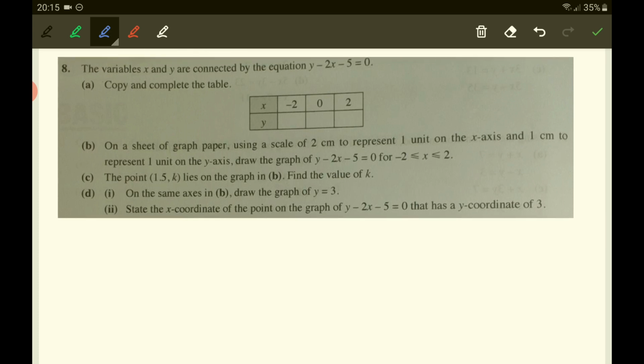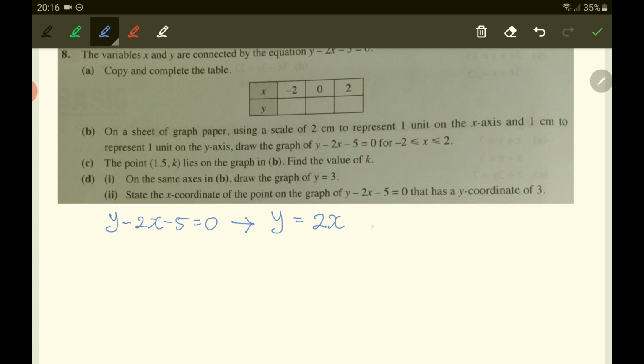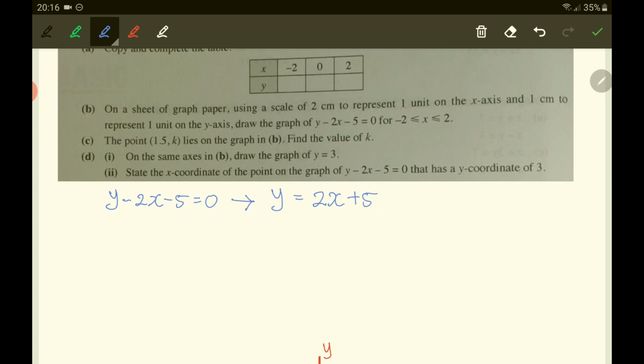So we have some values of x here: minus 2, 0 and 2, and we are going to find the value of y from the equation. So I want to write here the equation y minus 2x minus 5 equals 0. Because we are going to find the value of y, I want to make y the subject of the formula. So y equals, I move 2x to the right, it becomes minus 2x, and then minus 5 becomes plus 5. This is the subject of the formula y.